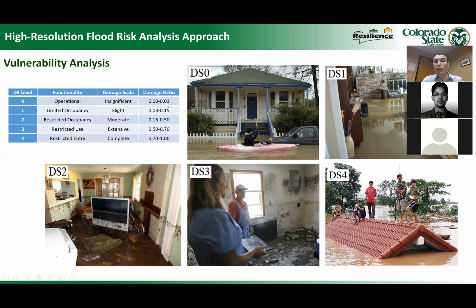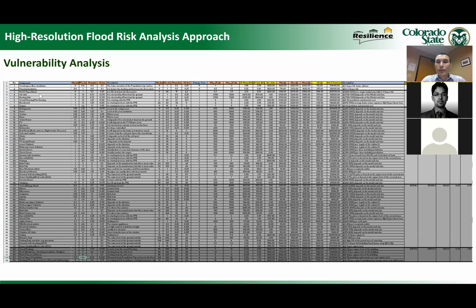These are ranges, but we have calculated them exactly for each one of the archetypes that we have. So we have a detailed component replacement cost analysis for each one of the 15 building archetypes that we developed. This shows us the components within the buildings. This is one of the Excel sheets.